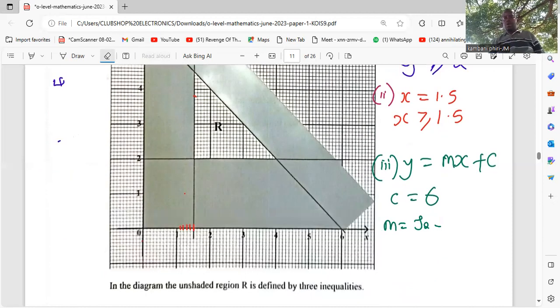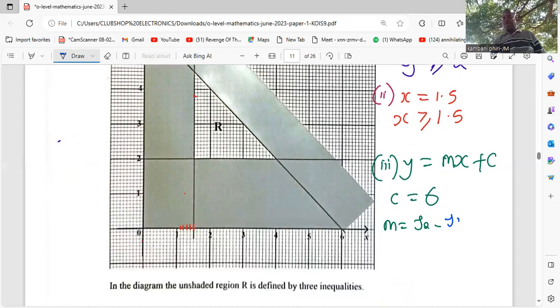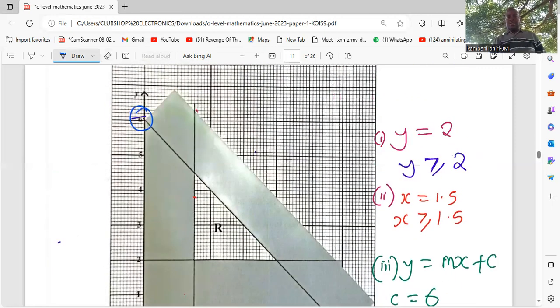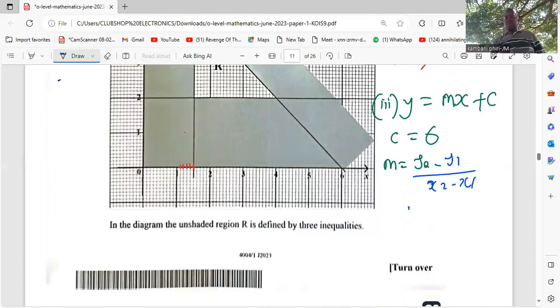Okay. Or you can pick 2 points and use the formula if you're comfortable with this. So we can pick this point 0,6 and 6,0. You can say this is point 1. This is point 2.